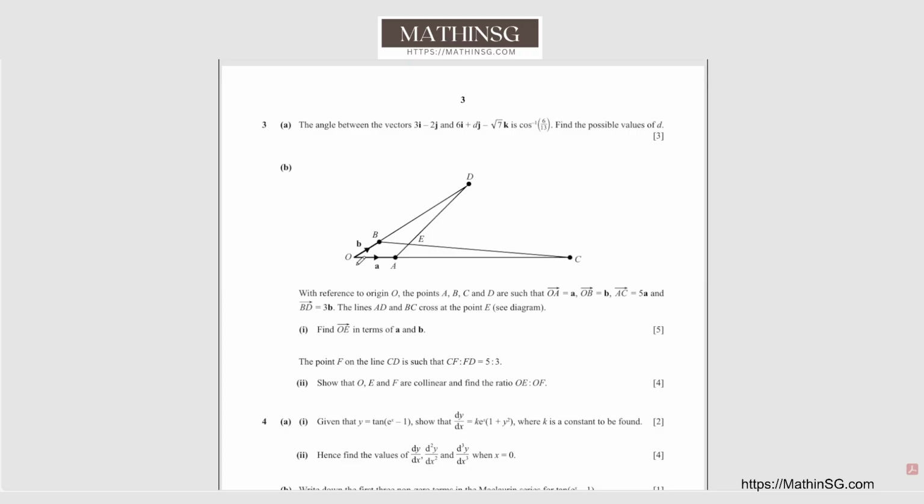Okay, let's move on to question 3. In question 3, we are given that the angle between these two vectors is cosine inverse 6 over 13. Find the possible values of d. So this is a vector question, and basically in part A, you are asked for the angle between two vectors.